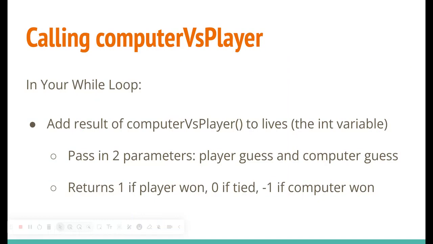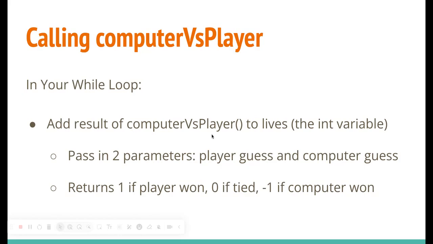Now we're going to have to actually call computerVersusPlayer. So at the bottom of your while loop, you're going to add the result of computerVersusPlayer to lives, the int variable lives. And you're going to pass in two parameters to computerVersusPlayer, the player's guess and the computer's guess. And remember, this returns 1 if the player won, 0 if it tied, or -1 if the computer won. Meaning you can actually add whatever the return value of computerVersusPlayer is to the int variable lives. You can pause and add this now.